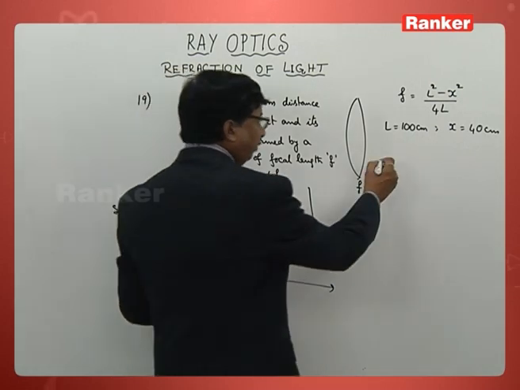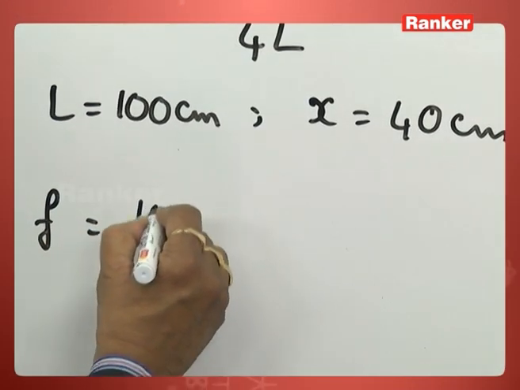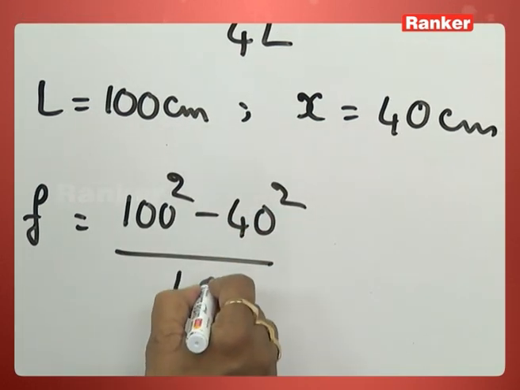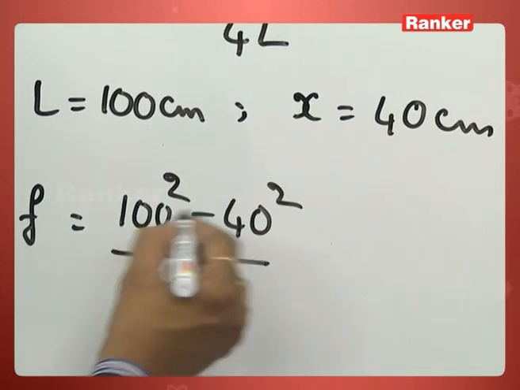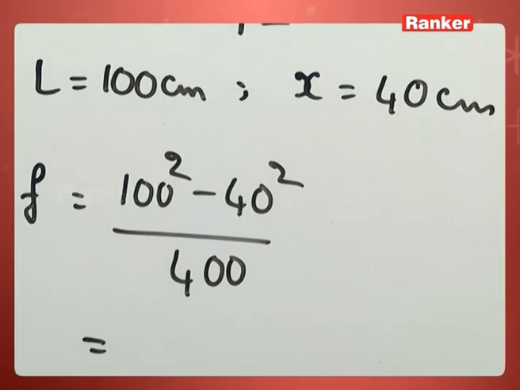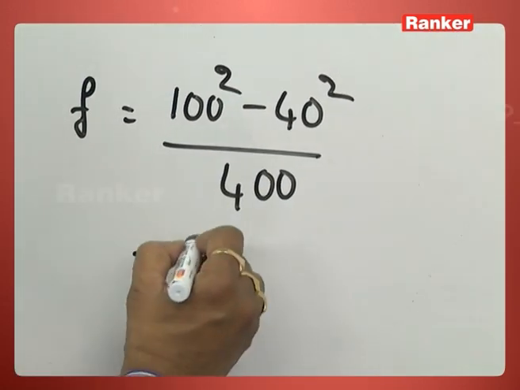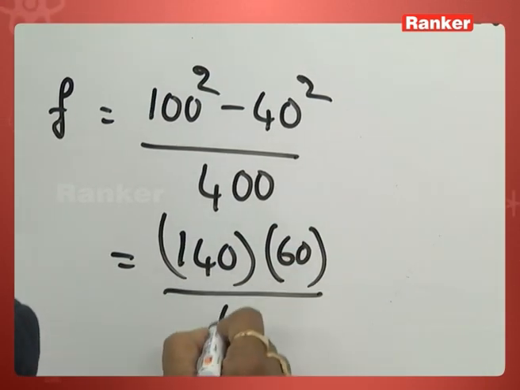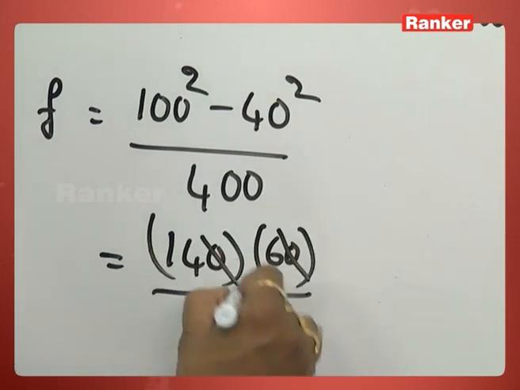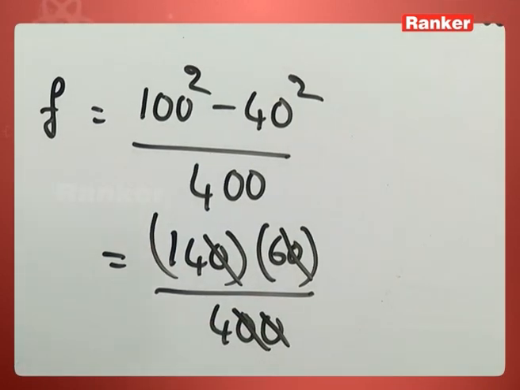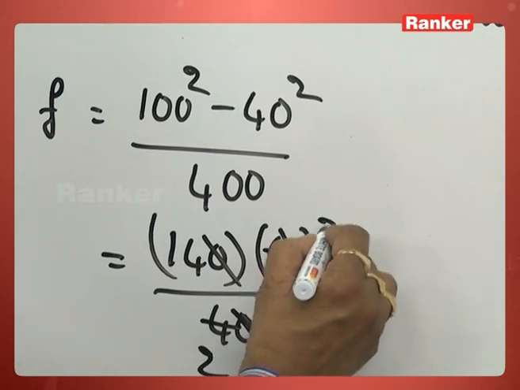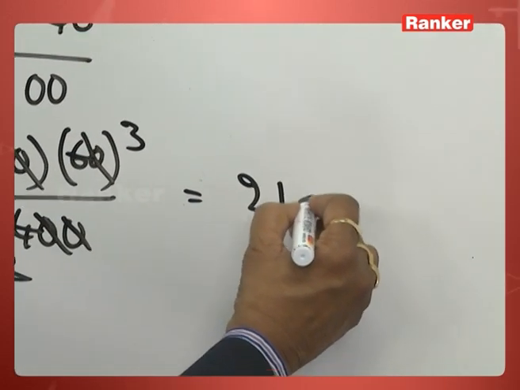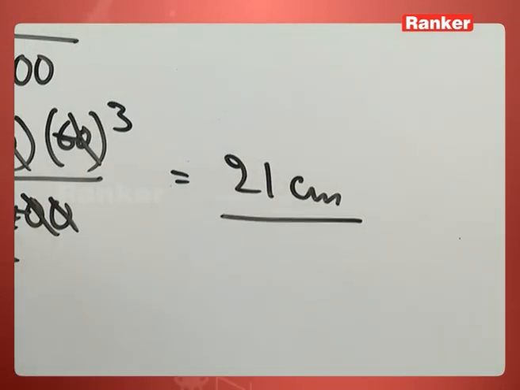So focal length becomes 100 square minus 40 square by 4 times 100, that is 400. This one you can expand like a square minus b square: 140 into 60 divided by 400. The 0s you can cut off in each. Twice 2 here, thrice 2 here. This goes 7 times. So you get 21 centimeter as the focal length.